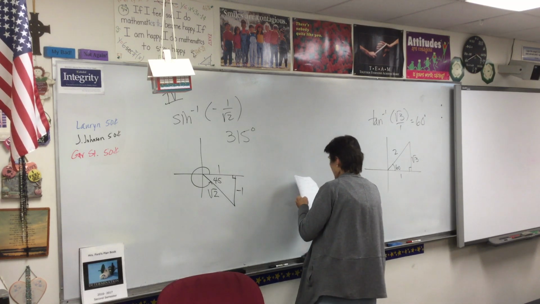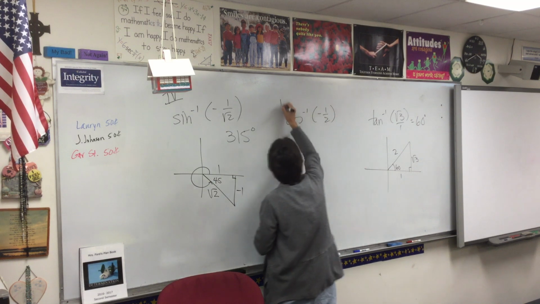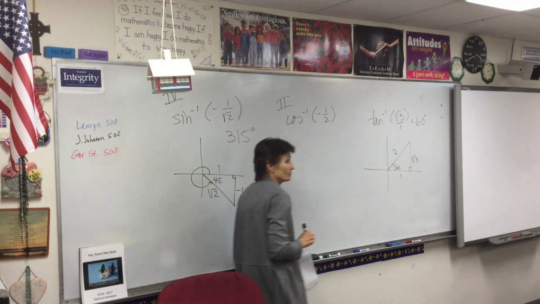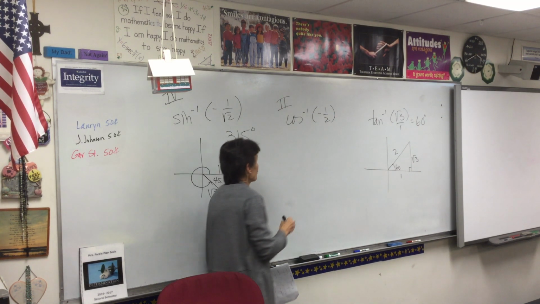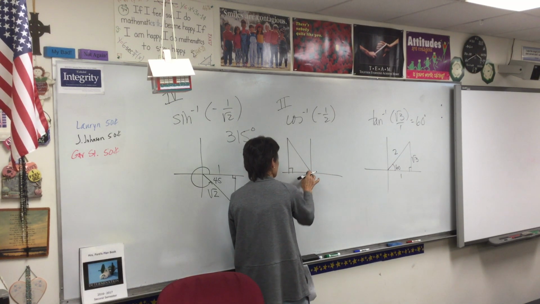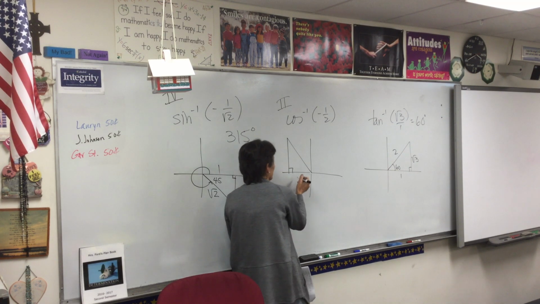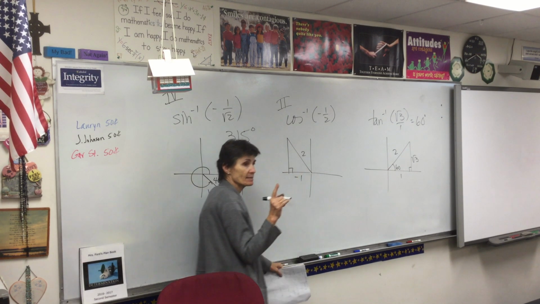Cosine, negative 1/2. All right, this is a negative. So I'm going to tell you what quadrant it's in. This one's in 2. So you're going to draw a triangle in quadrant 2, because I'm going to tell you that's where you draw this. Negative 1 and 2. Does that make sense to everybody?